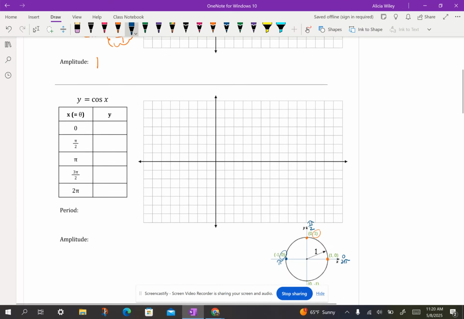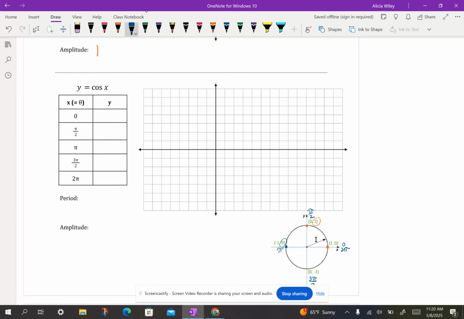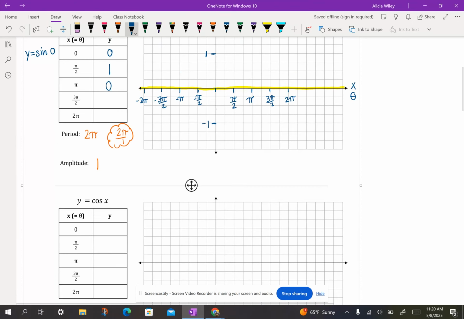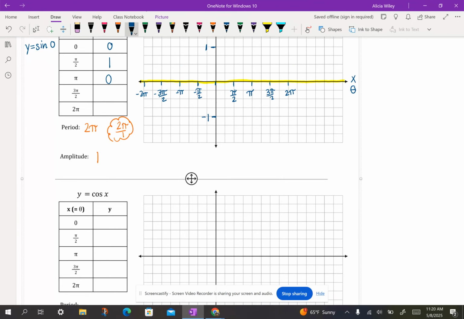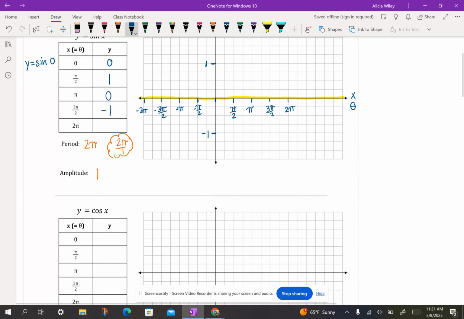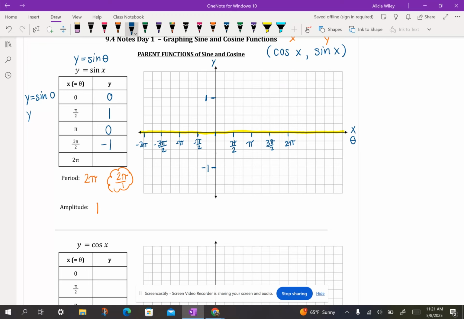Going down to 3 pi over 2, sine of 3 pi over 2 would be this y value here, which is negative 1. So again, what you're doing here is you're finding what does y equal when you're doing sine of pi over 2. What does y equal when you're doing sine of pi? And so on and so forth.